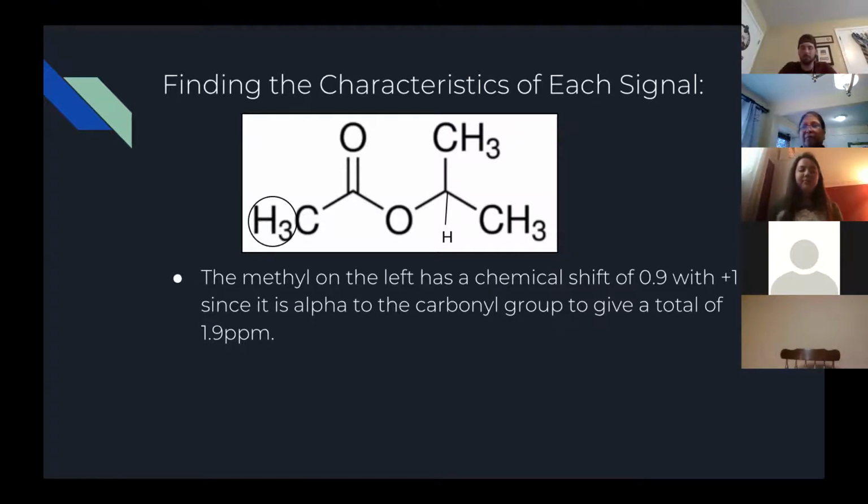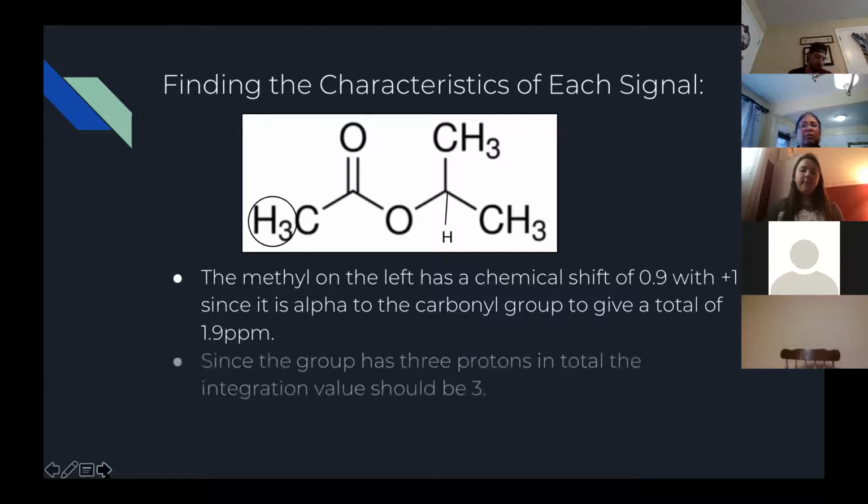Okay, everyone. All right. So the first thing you want to do is find the chemical shift of each proton group that you already identified. I started with this methyl group right here. If you look on the table, any methyl group has a shift of 0.9, but because it is alpha to the carbonyl group, you're going to add that value of 1 as well. There are 3 special groups on that chart. As long as you can identify what groups it's near, you can find the chemical shift as you've already done previously. Then after that, I'm going to look and see what the integration value is.